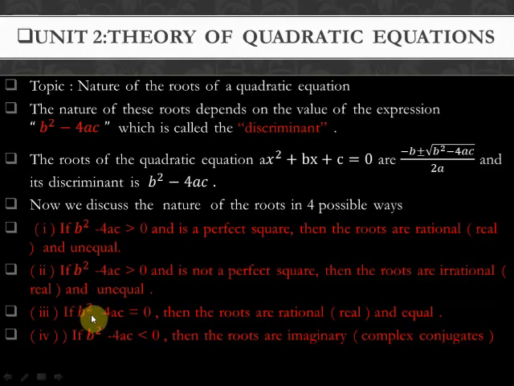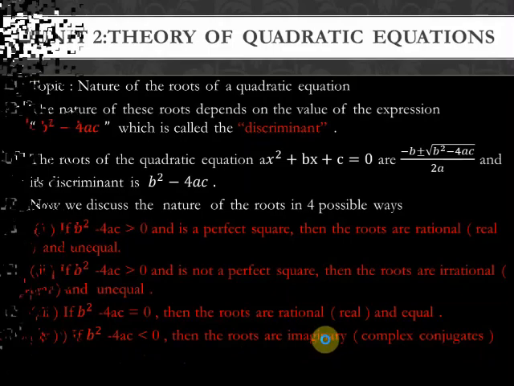Third rule, if b square minus 4ac is equal to 0, then the roots are rational, real, and equal. Fourth rule, if discriminant b square minus 4ac is less than 0, means negative, then the roots are imaginary, complex conjugates.